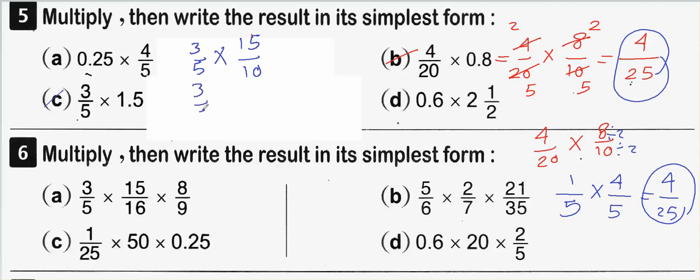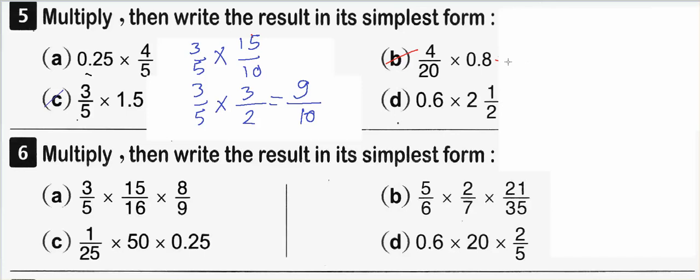Can we simplify the second fraction? 15 over 10, we can divide by 5 up and down. 15 divided by 5 equals 3. 10 divided by 5 equals 2. There are no common factors between 3 and 2, or between 3 and 5. Yes, 3 times 3 equals 9, 2 times 5 equals 10.